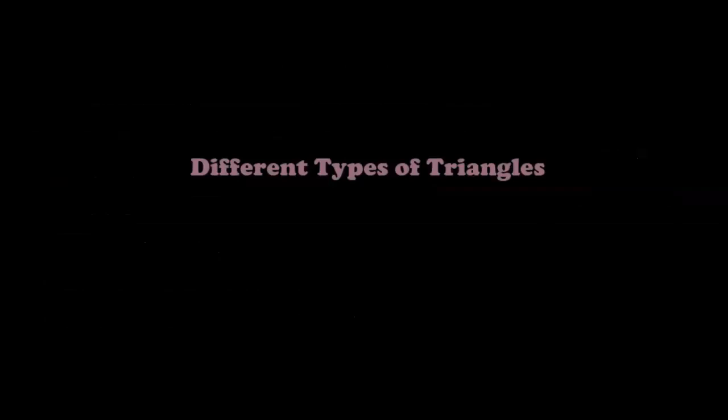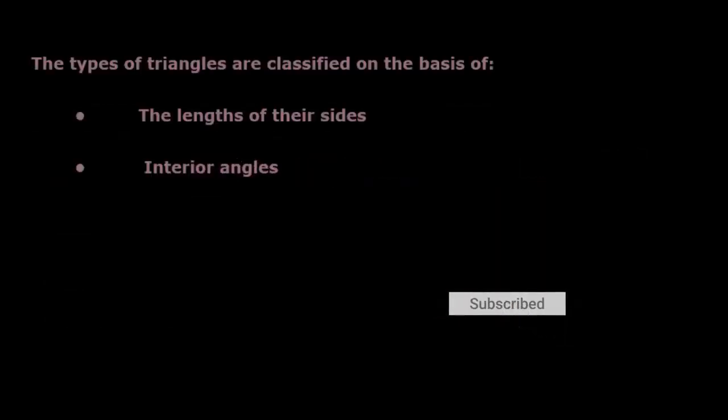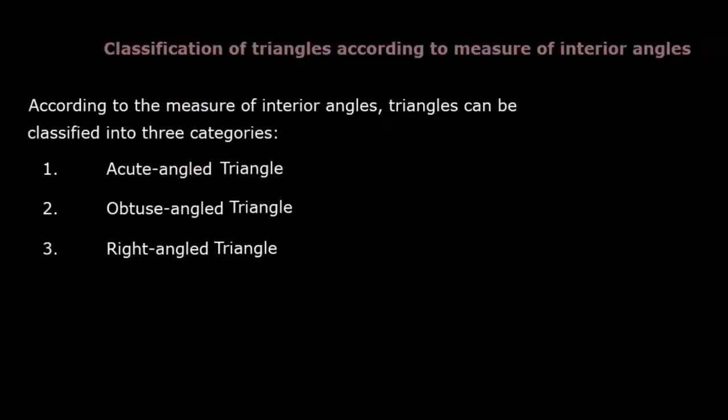And now, types of triangles. The triangles are classified on the basis of lengths of their sides and interior angles. First of all, classification of triangles according to measure of interior angles. According to measure of interior angles, triangles can be classified into three categories: acute-angled triangle, obtuse-angled triangle, and right-angled triangle.